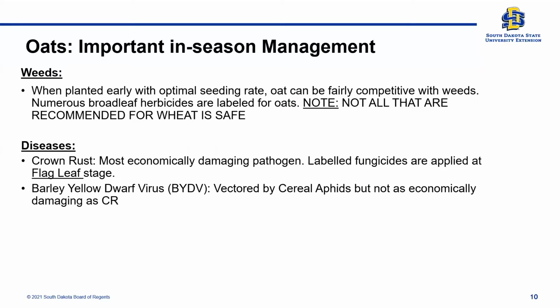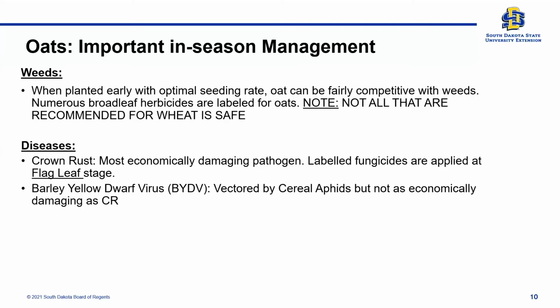And some of the important in-season management, we all do that in all crops. We like to manage our weeds, our diseases, and our fertilizer regimen. But I've intentionally put that out in this slide because we're going to talk about fertilizer, especially nitrogen, in later slides. So a quick note on weeds: a lot of the chemicals for weed control are labeled for both wheat and oats, but some are only labeled for wheat, so not all of them are safe on oats.